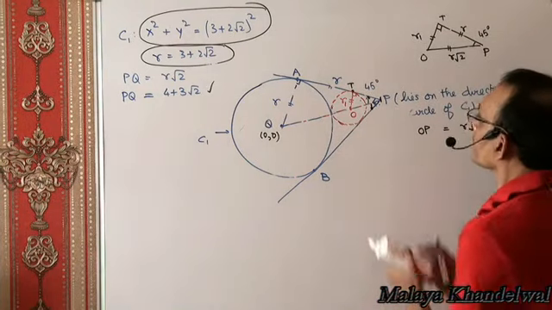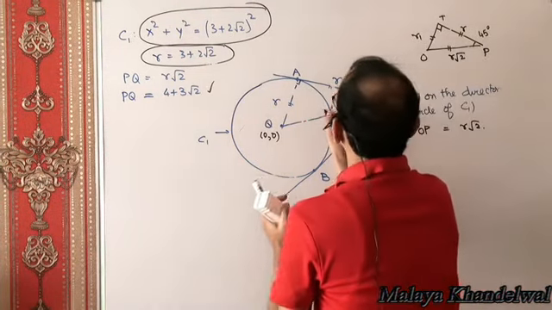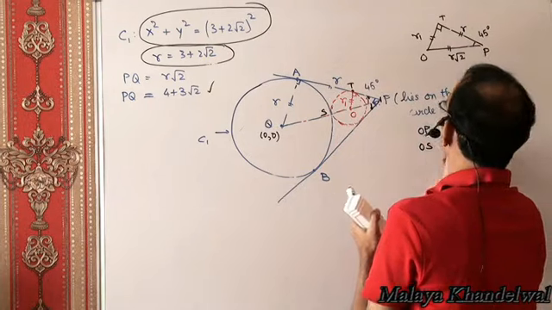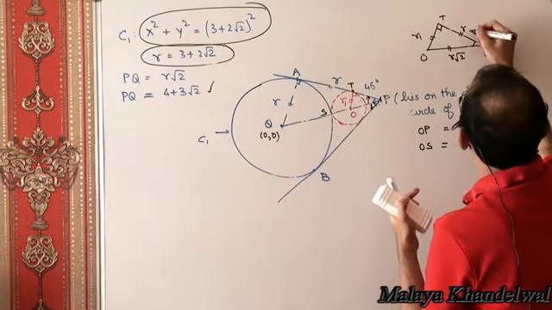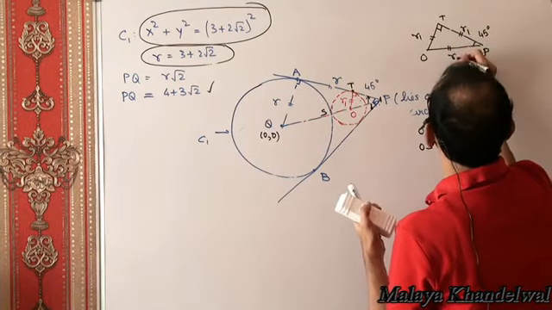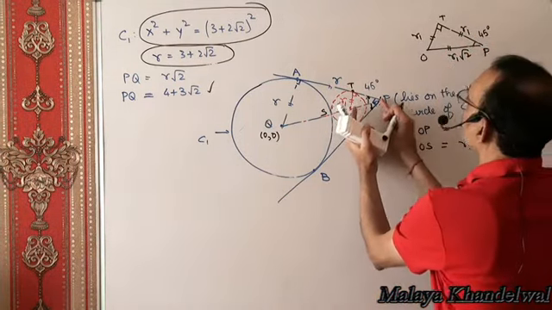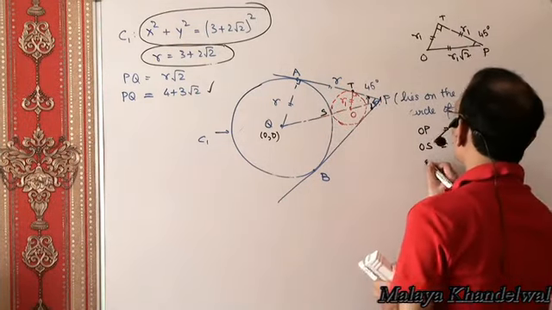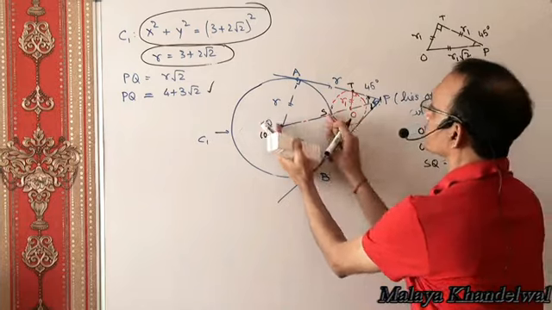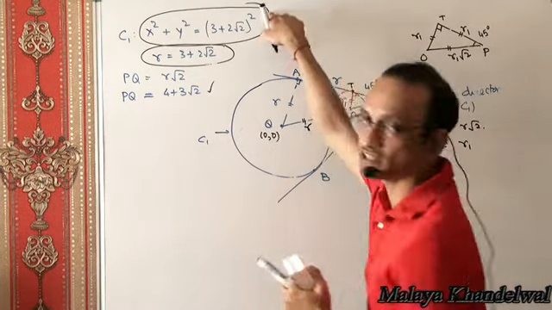And to that I add OS. What is OS? OS is R1. So sorry, OP is R1 root 2. Let me call this R1. So OP is R1 root 2, OS is R1, and SQ. What is SQ? SQ is R, the radius of this given circle.